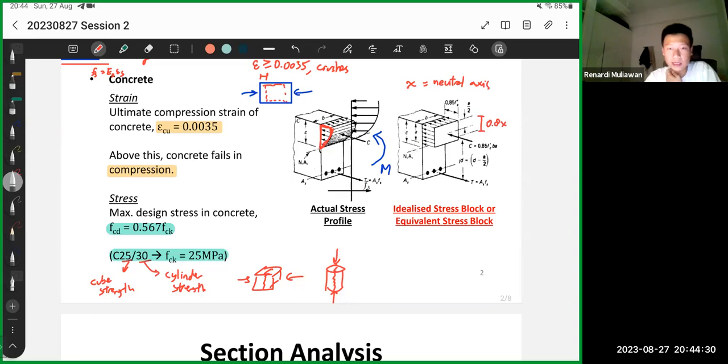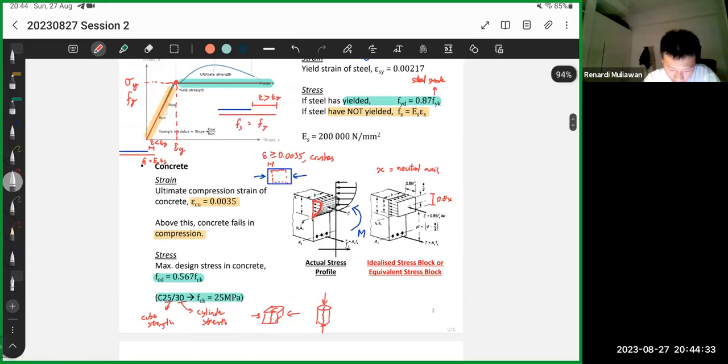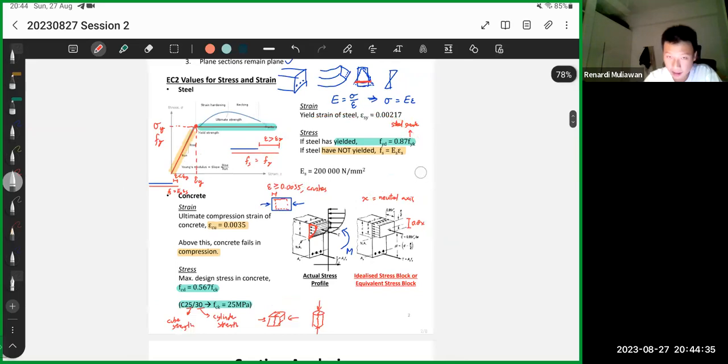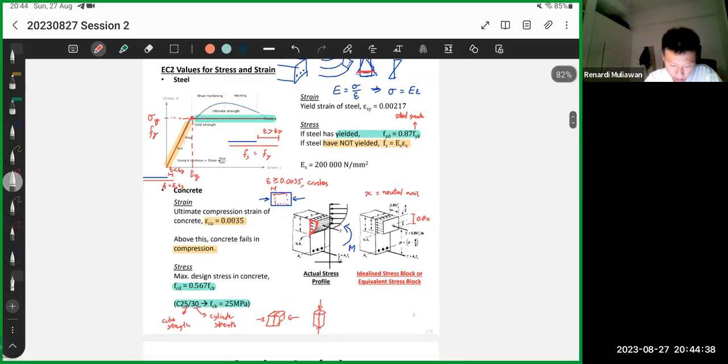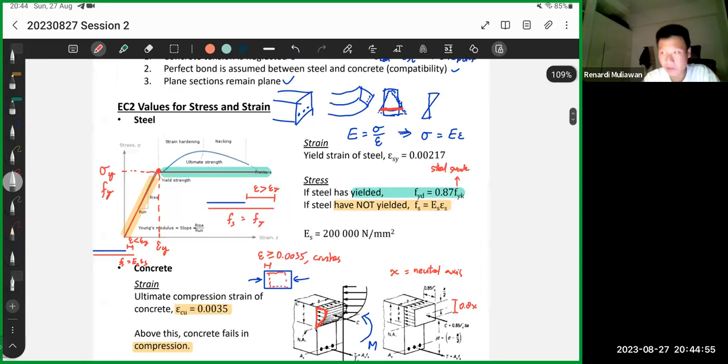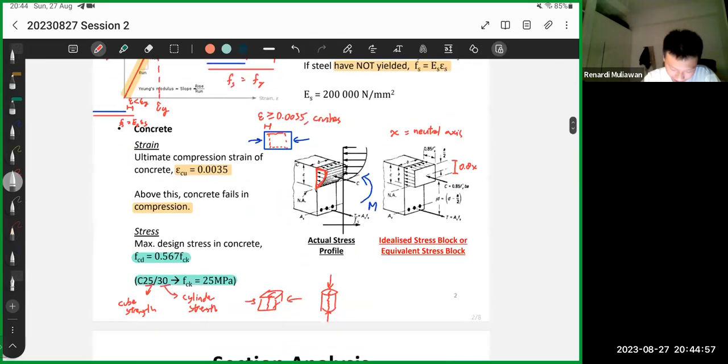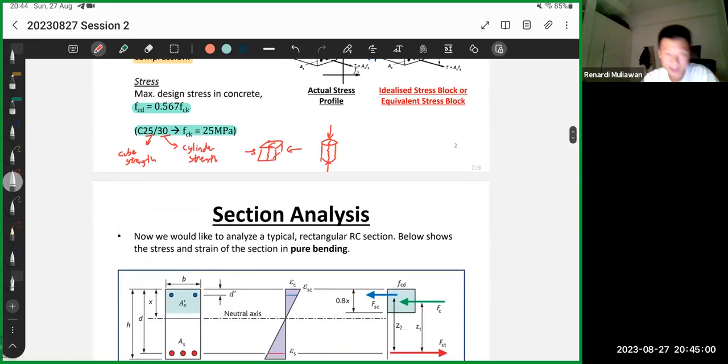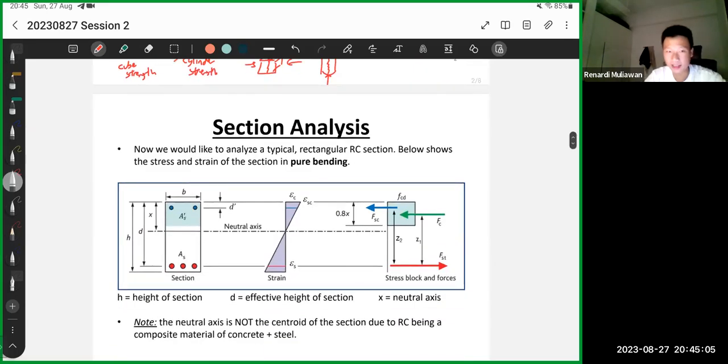So, any questions so far? I think the one which is a bit more confusing actually is the steel. Okay, if no questions, you can type in the Zoom, by the way, if you don't want to talk. Or you can watch the recording first and ask me in the Telegram also. So with that clear, we can start with the actual section analysis.